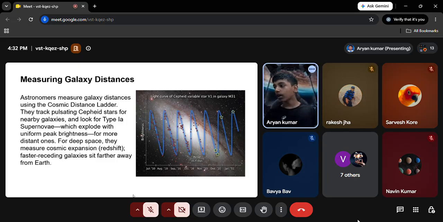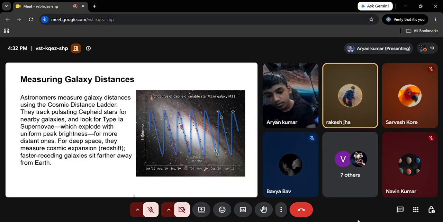So how does that help us figure out distances? How do these pulsating stars help us figure out the distances between galaxies? Their pulsating frequency and pulsation time period.